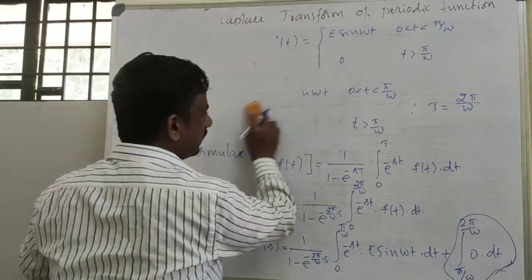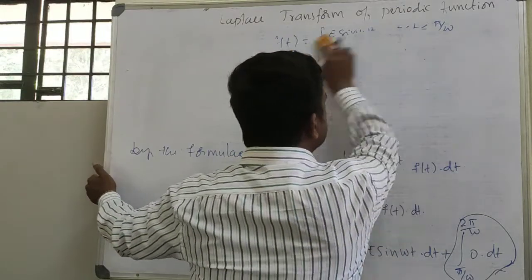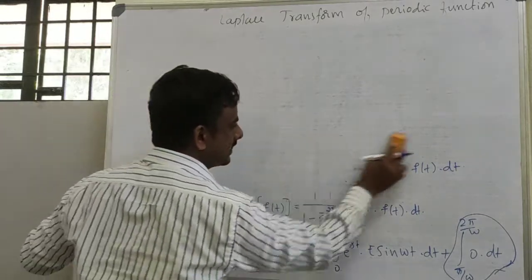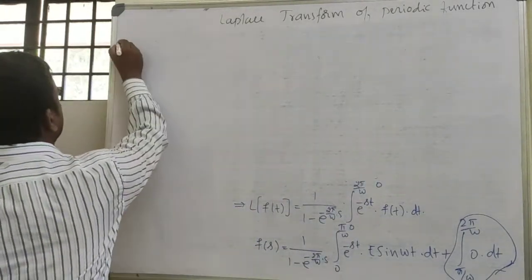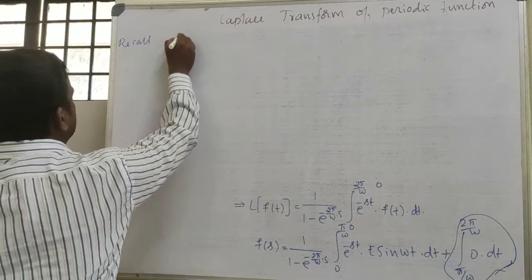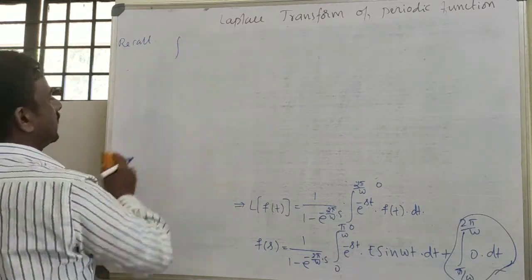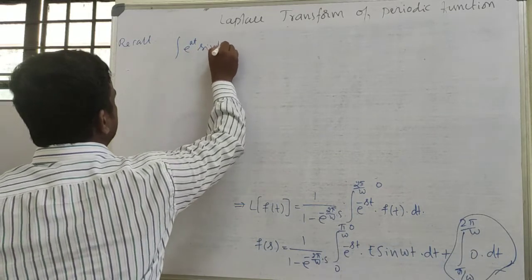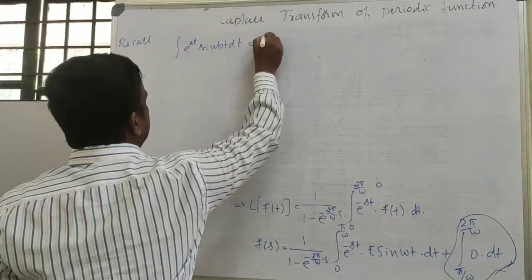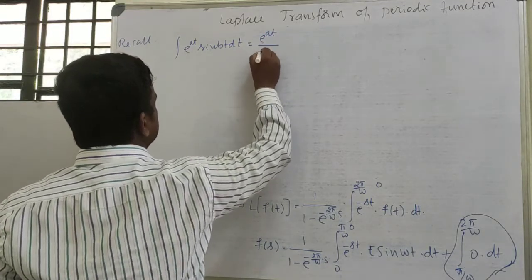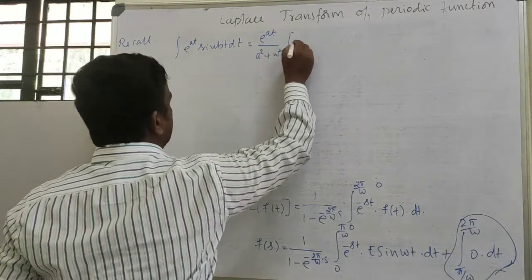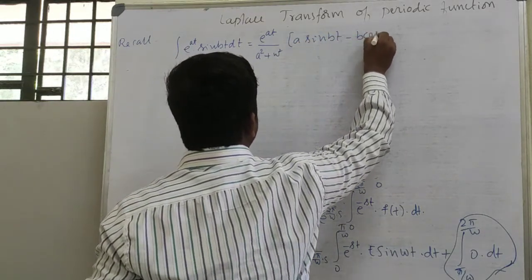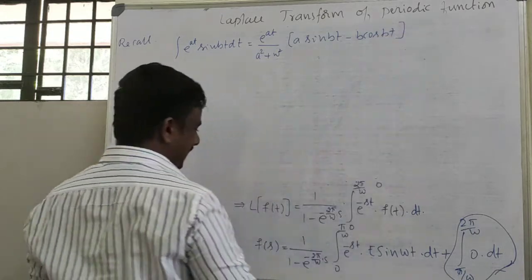Now I want to find the value of this integral. I have an integrand of the form e power minus st into sine, so I have to use that standard result. The standard result is, usually, integral of e power at sin bt dt equals e power at divided by a square plus b square, into a sin bt minus b cos bt. That is a standard one.